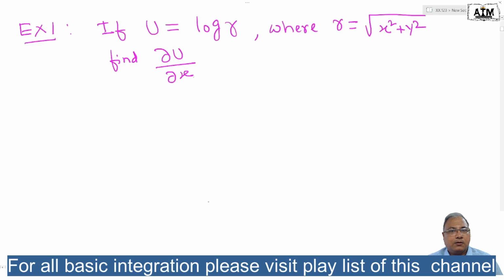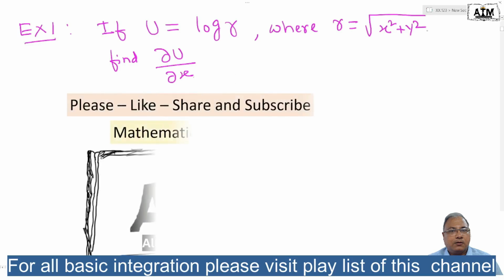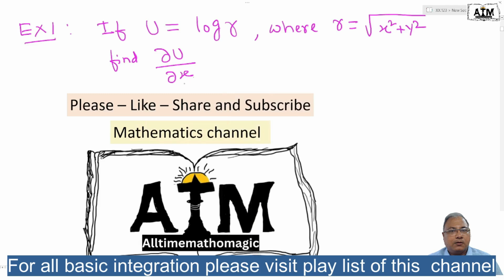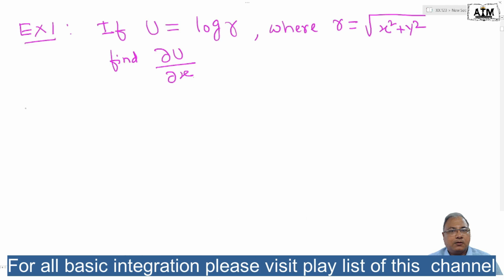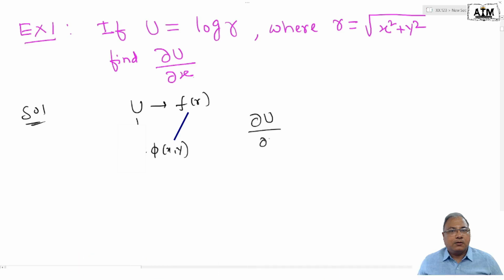For example, if u equals log r, where r equals under root of x square plus y square, find the partial derivative of u with respect to x. Solution: here u is a function of r and r is again a function of x and y. So if you wish to find the partial derivative of u with respect to x, then first you have to find the partial derivative of u with respect to r.